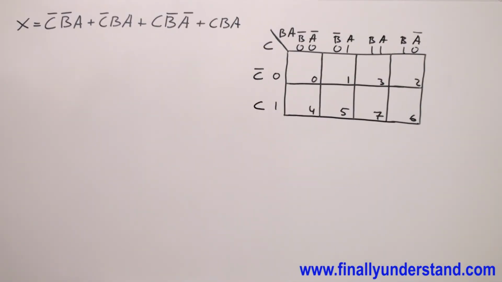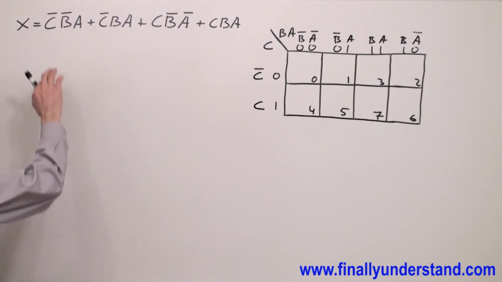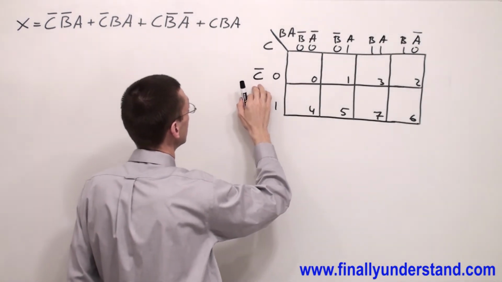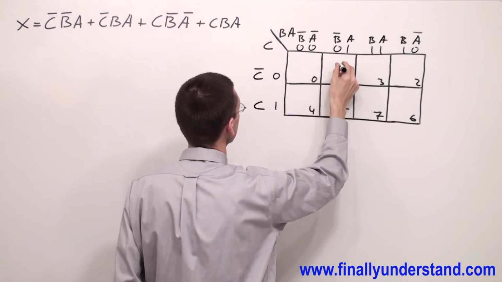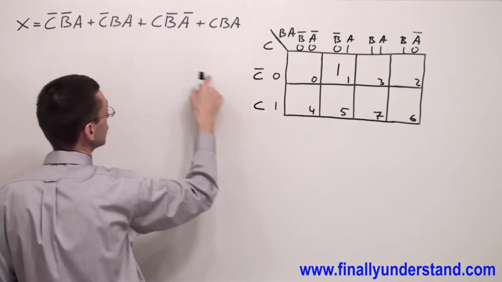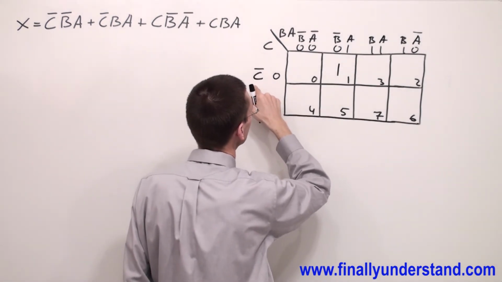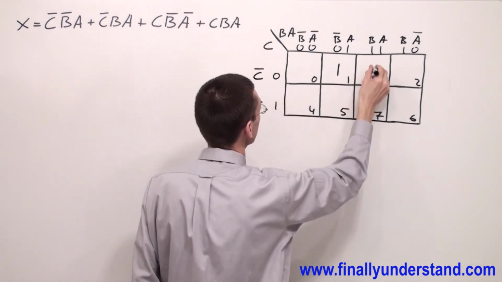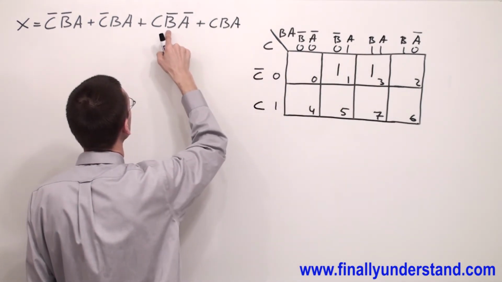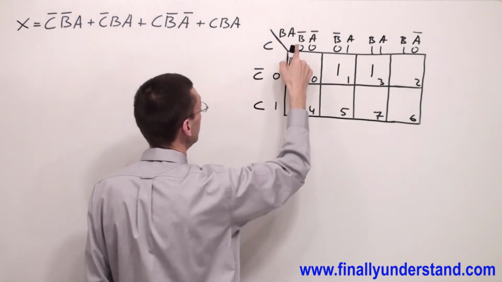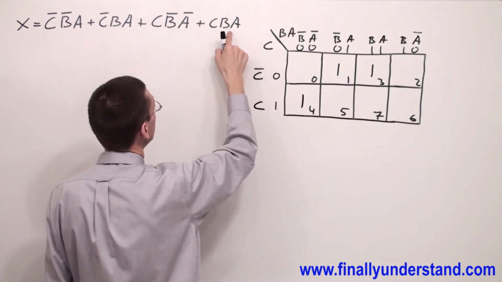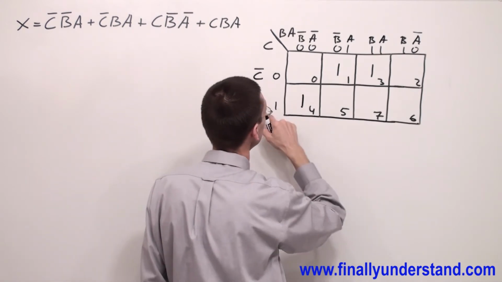Let's take a look at this example. We have C naught, B naught, A. This is my 1. I have C naught, BA. So I have this one, C naught, BA. Next one, I have C, B naught, A naught. I have 1 over here. And I have CBA.